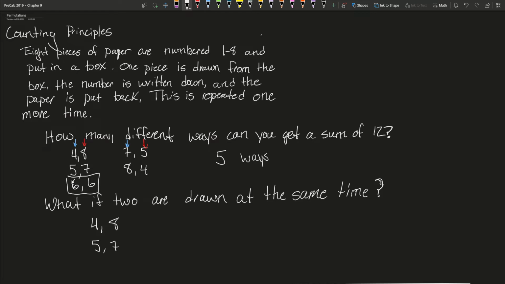So in this first case, we draw a 4 and just leave it outside the box. And then we pull another number and we get 8. In this second case, we pull a 5 from the box. We don't put it back in. Then we pull another number and we get 7. We can't get 6, keep it out of the box, and then pull another 6, because that another 6 doesn't exist. And then the other two ways are again 7 and 5 and 8 and 4. So there are only 4 different ways.